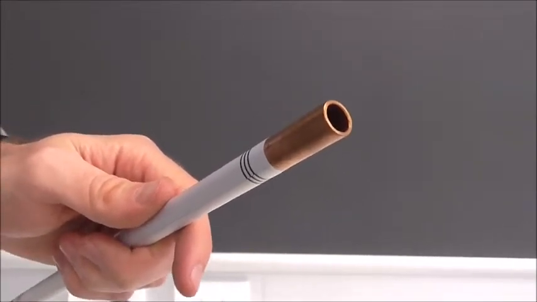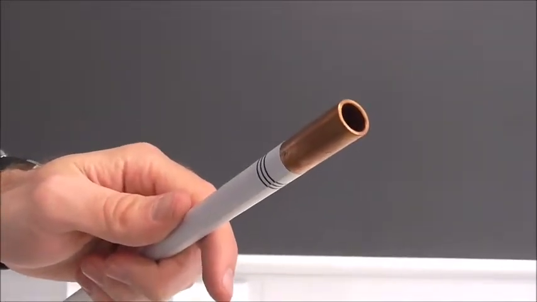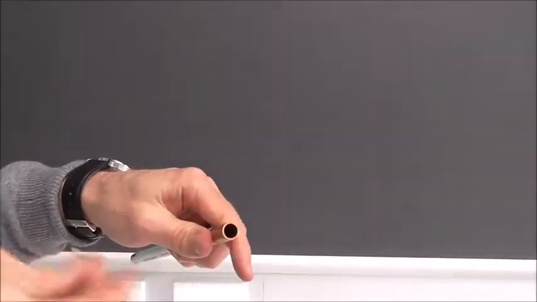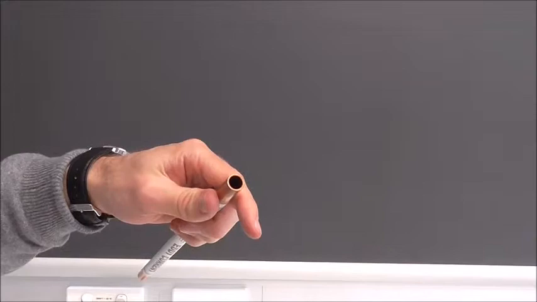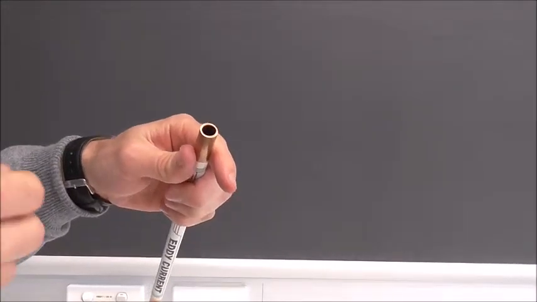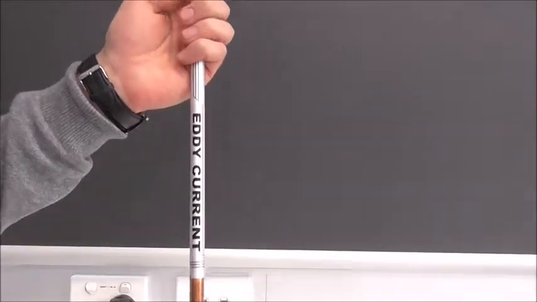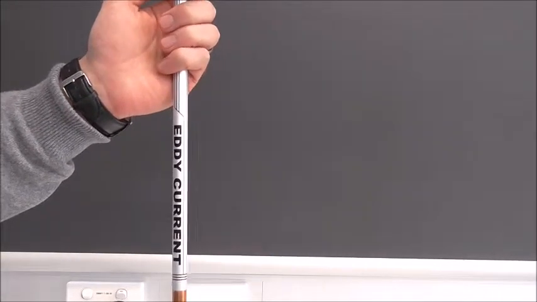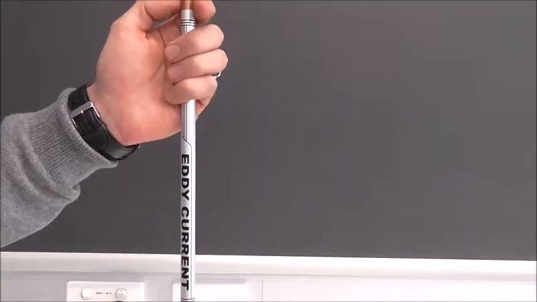Instead, what's actually going on here is an application of Lenz's law. As the magnet enters the copper tube, we get a change in flux. That change in flux is going to induce a current inside the tube, and the flux that's induced will oppose the change in flux.